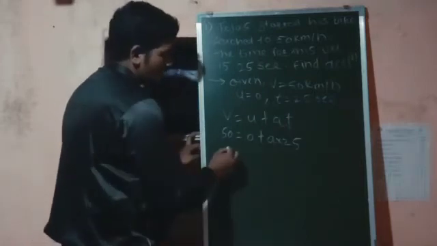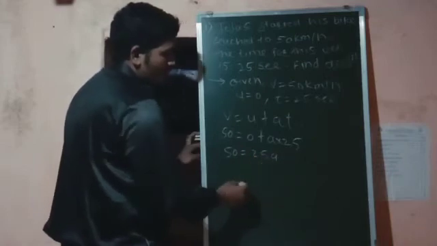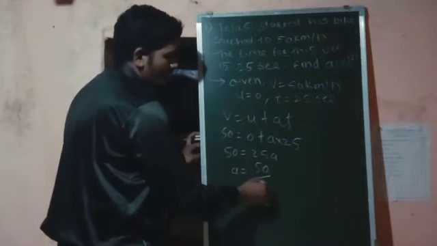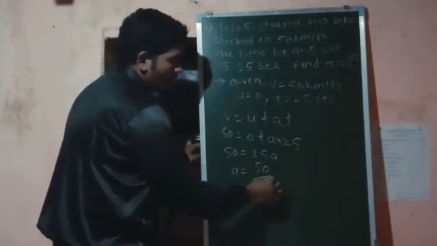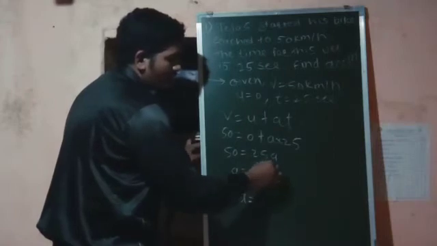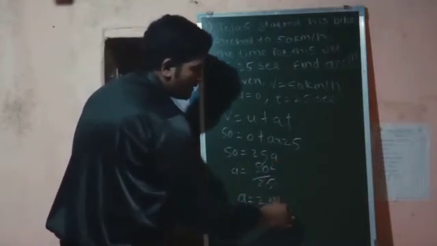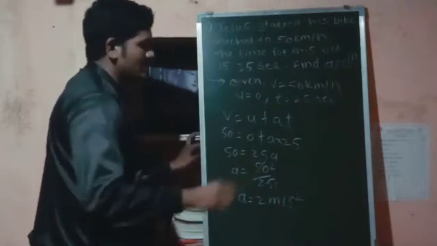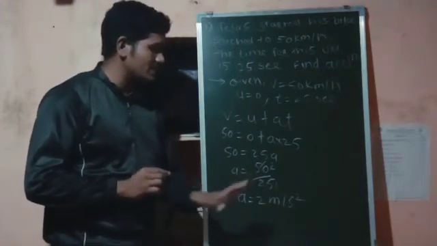So I can write 50 is equal to 25A. So A is equal to 50 divided by 25. So A is equal to 2, since 25 ones are 25, 25 twos are 50. So 2 meter per second square will be the answer of this problem. The acceleration will be 2 meter per second square.